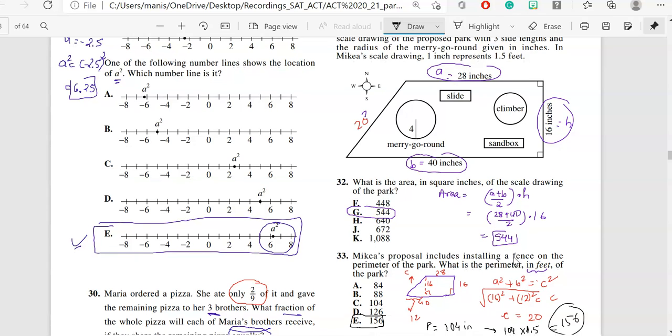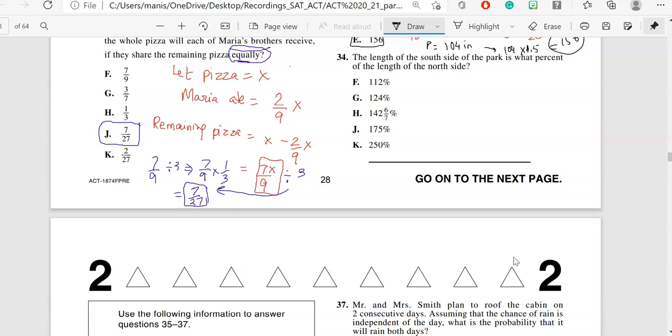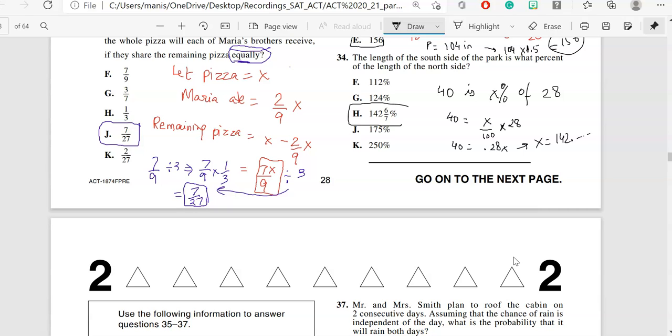So what the question is saying, 40, which is the length for the south side, 40 is what percent? I will just take 40 is x percent of what? The north side. The north side is 28. So I will solve this. 40 is equal to x percent, which means x over 100 times 28, or 40 is equal to 0.28 times x. I will divide both sides and I will be left with 142 point something something. So choice H is my correct answer for this problem.